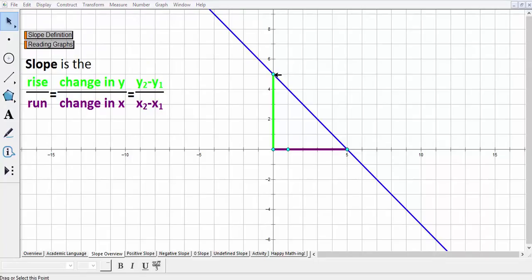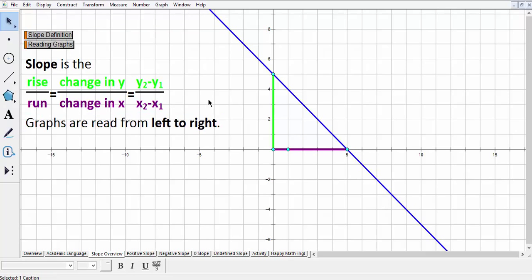So we can see that from between these 2 points, and again, you can choose any 2 points, I've just chosen these two, that the rise, or the change in y, has changed from 5 to 0, or looking at it this way, 5 to 0, and the run, or the change in x, has changed from 0 to 5. Notice that I'm reading the graph from left to right, and that's exactly how graphs are read, just like reading, left to right.